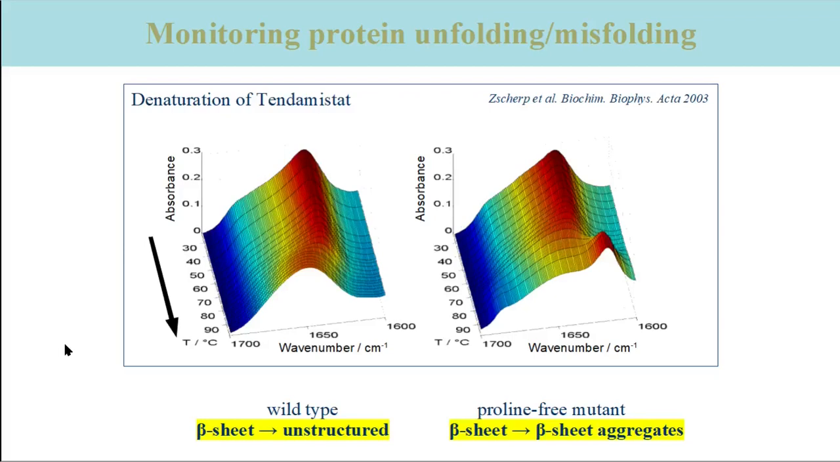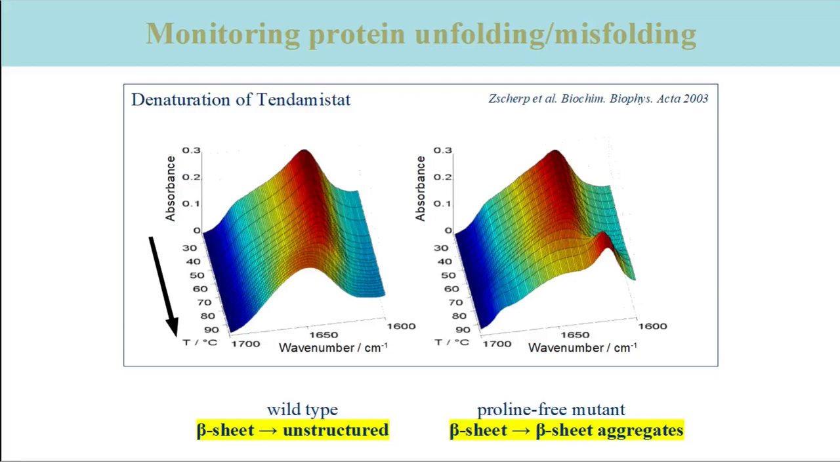temperatures, with the main peak at low wave numbers, here, and a shoulder at higher wave numbers. When the protein unfolds at high temperatures, here, the spectrum changes to a broad, featureless band which is characteristic of unordered structure.